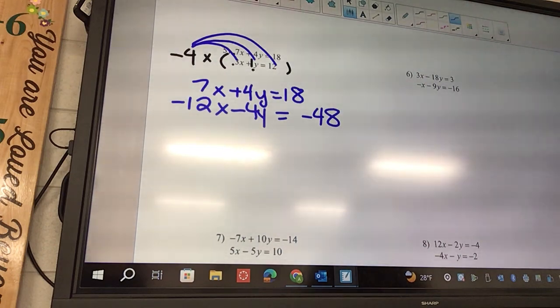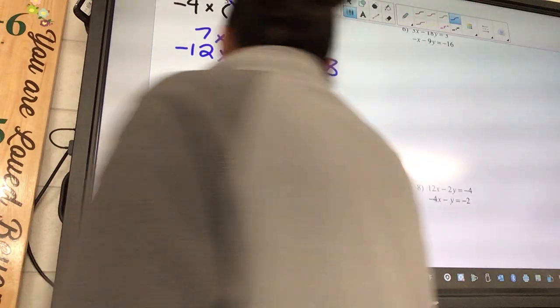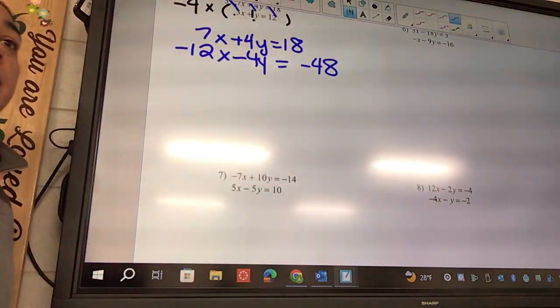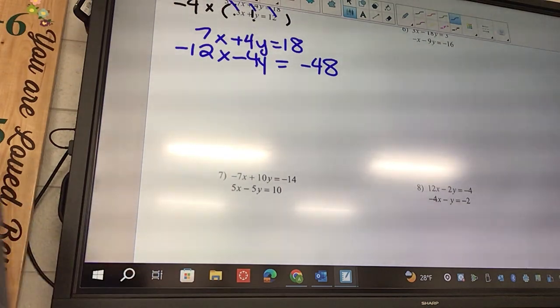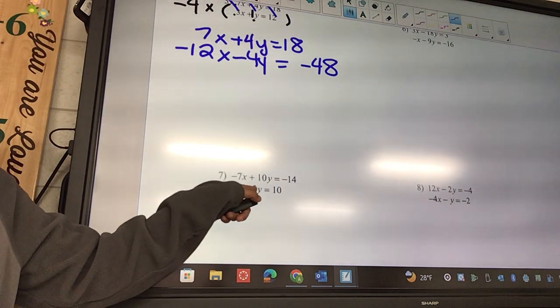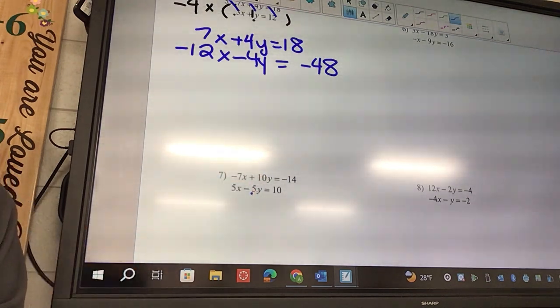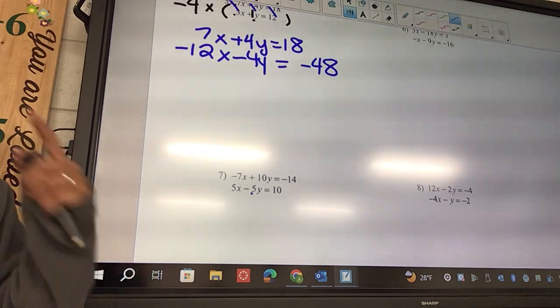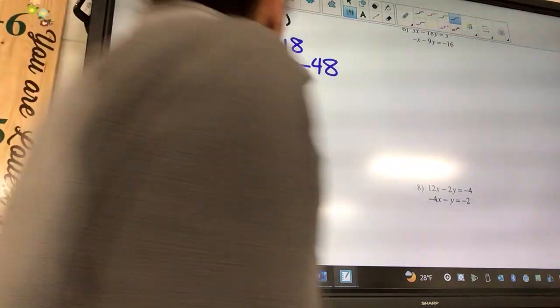Okay, look at 7. Which x is smaller, 7 or 5? 5. 5 times what gives me 7? A decimal. Okay, that one's not going to work. And then for the y's, I got a 10 and a 5. Which one's smaller, 10 or 5? 5. 5 times what gives me 10? Negative 2.